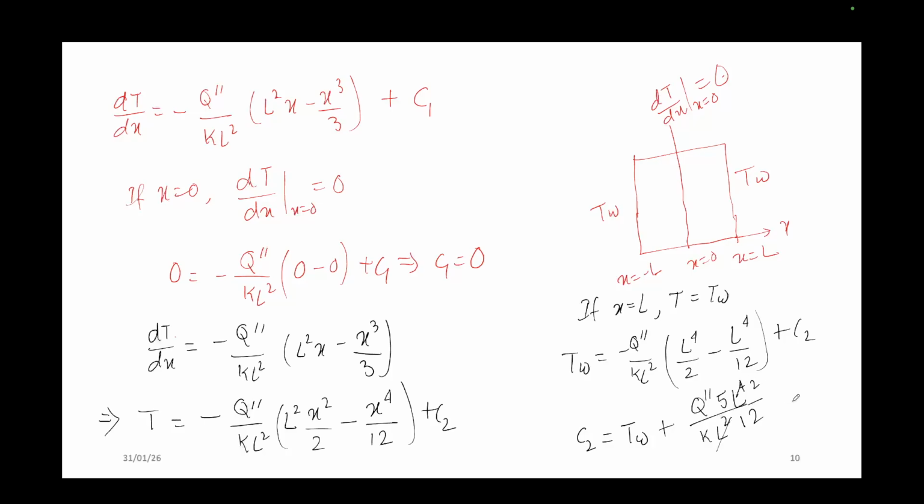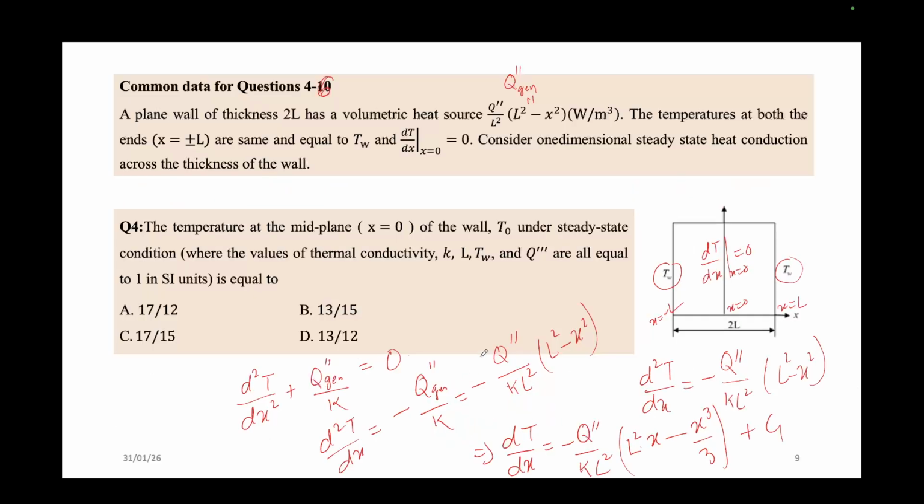This is 2, right? That means TW plus 5L square Q double dash by 12K, right? So just in this form, in place of C2, I can write TW plus 5 by 12K, right? So what is the question asked?